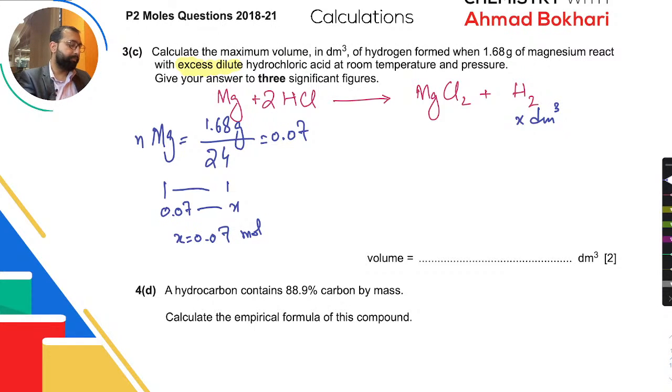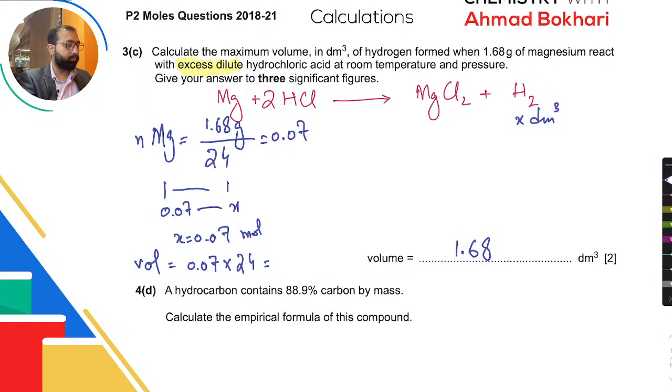Now I will simply multiply this by 24, because number of moles is volume over 24. So volume is number of moles times the volume, and that will give me, well, you guessed it, 1.68. So yeah, 1.68 dm cube.